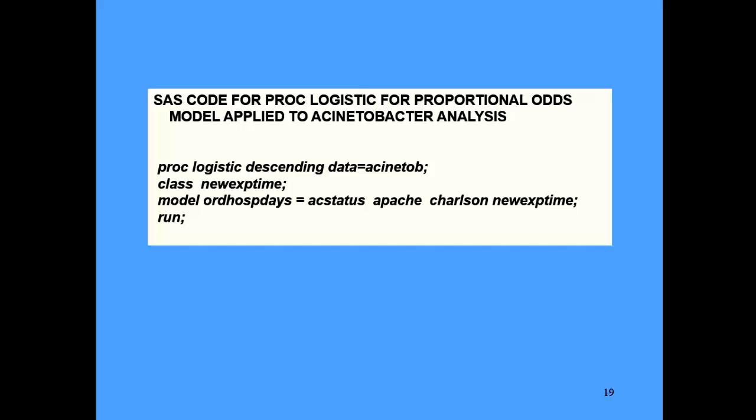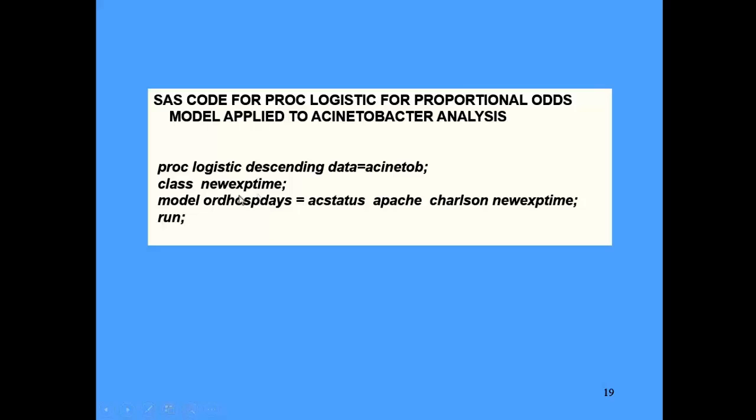Right? Code for the AC data: proc logistic descending data equal to AC in B. Class. Now, you see this variable new x time? I've defined it as a class variable.